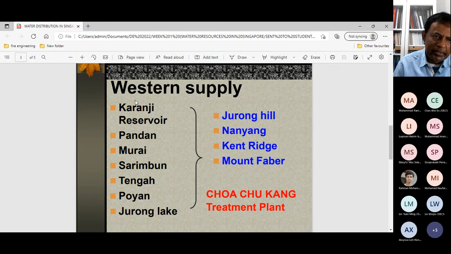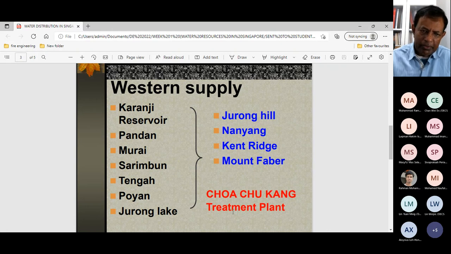The reason for blending is to mutually reduce the concentration by dilution. You take water from here and here and mix it together. So you can see sometimes sulfate will be high in this water source, whereas here you may have chlorides which will be high. When you mix these two together, there is a mutual dilution which will take place. Having blended the water, it goes through the treatment plant at Choa Chu Kang.